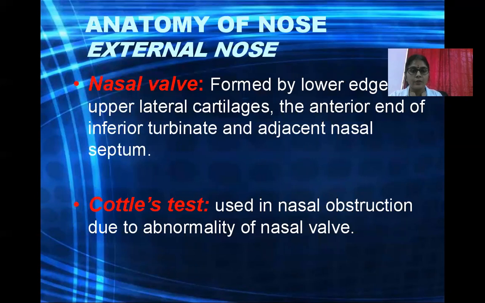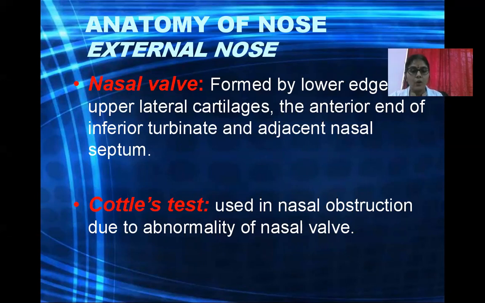So the nasal valve is formed by the lower edge of the upper lateral cartilage, the anterior end of the inferior turbinate and the adjacent nasal septum. This is the internal nasal valve. And how do you know if there is any obstruction in the nasal valve? By doing a Cottle's test, you can exactly know whether there is obstruction in the nasal valve.